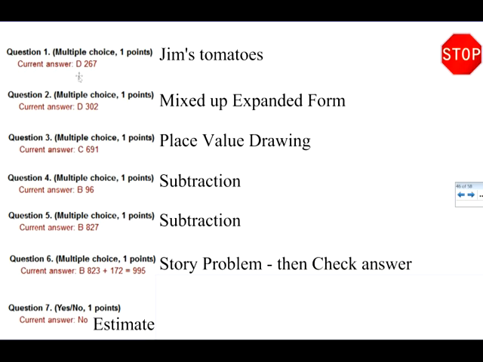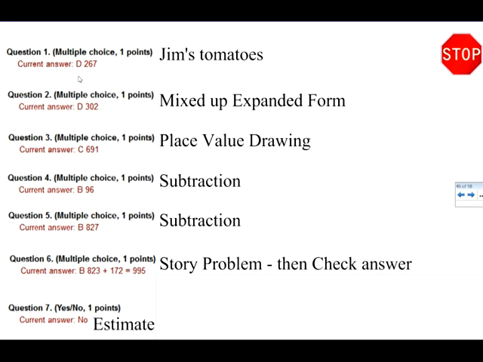Question 1, Jim's tomatoes. The answer was D, 267. Question 2 was a mixed up expanded form problem, and the answer was D, 302. Question 3 was a place value drawing, and the answer was C, 691. Questions 4 and 5 were both subtraction problems. The answer to question 4 was B, 96, and question 5, the answer was B, 827. Question 6 was the story problem. You were supposed to check your answer because you had to reverse it using addition, and the answer was B, 823 plus 172 equals 995.